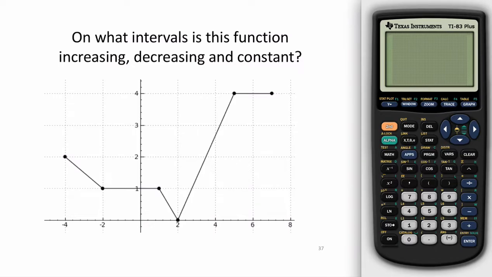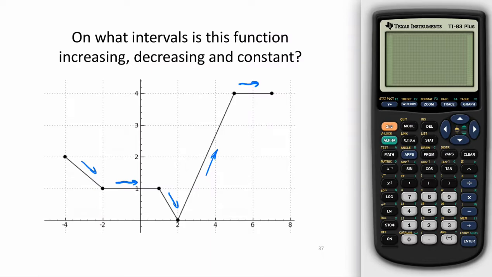So on what intervals is this function increasing, decreasing, and constant? Well, from that previous example, we can see that this function is first decreasing, then it's constant, then it's decreasing again, then it's increasing, and then it's constant. Remember, we're always reading our graphs from left to right.